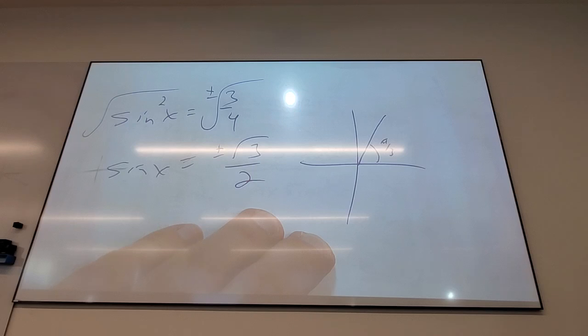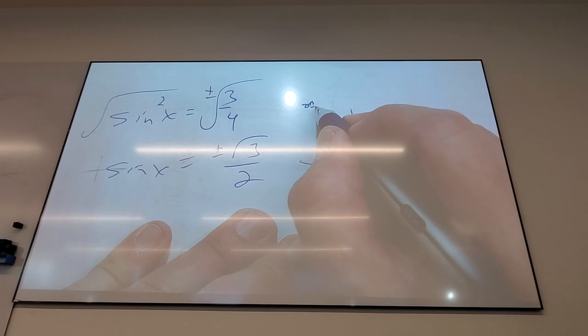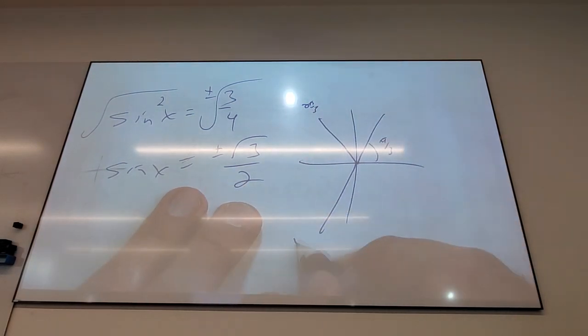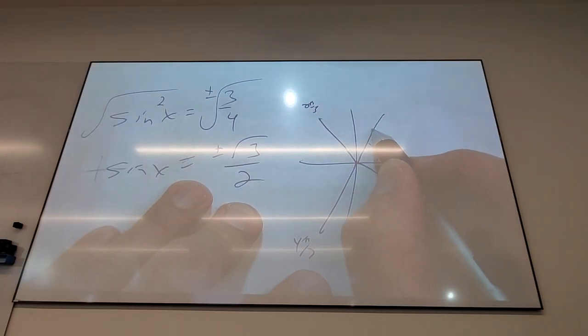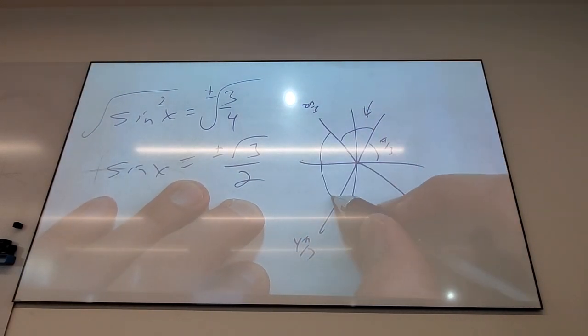One, 2 pi over 3. 2 pi over 3. Where else does it work? 4 pi over 3. Where else does it work? 5 pi over 3. How far apart are these two? Pi over 3 apart. How far apart are these two?